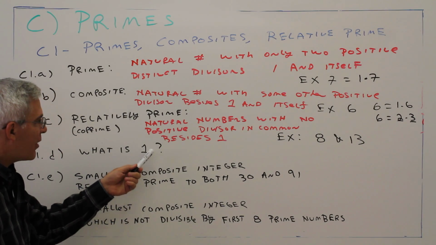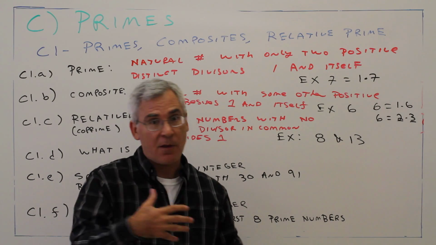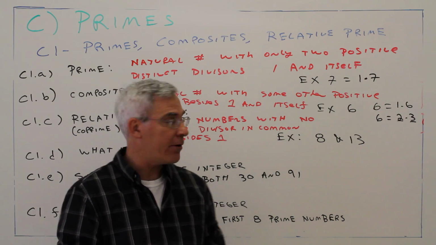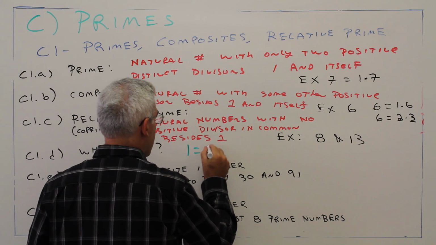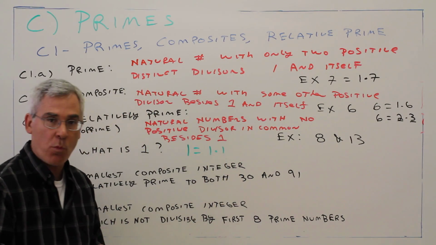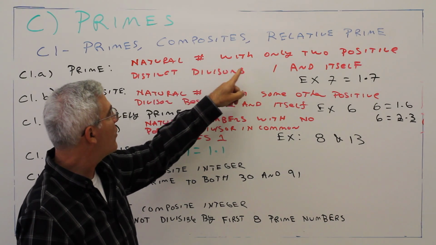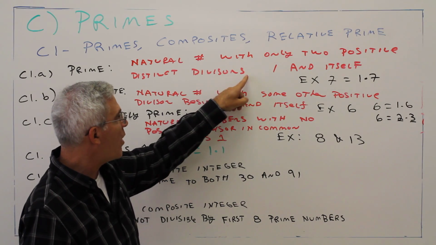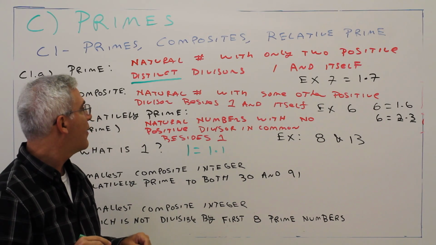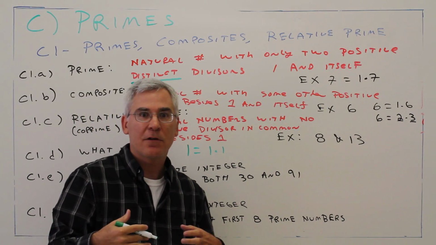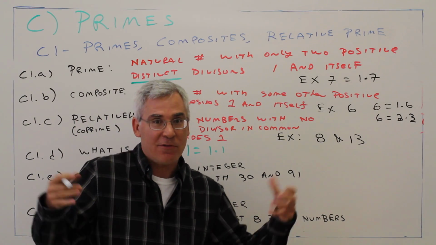Okay, then the question is, what is 1? Is it prime? Is it composite? Or is it neither? All right, well, let's take a look. 1 equals 1 times 1. In order for it to be prime, it's got to have only two positive distinct divisors, 1 and itself. That word distinct, that means different. Okay?